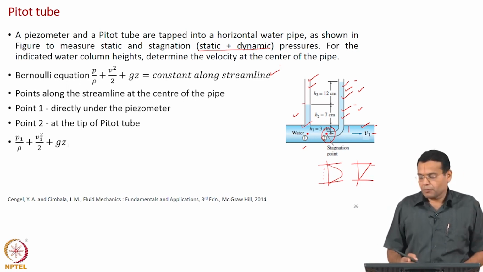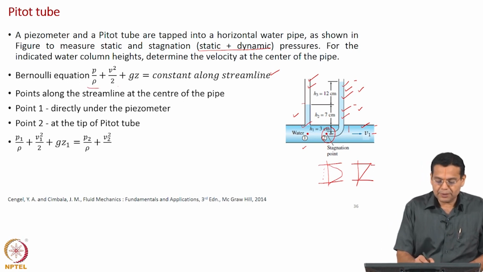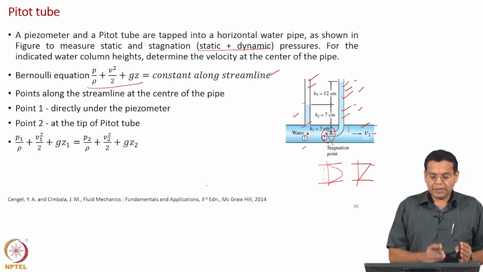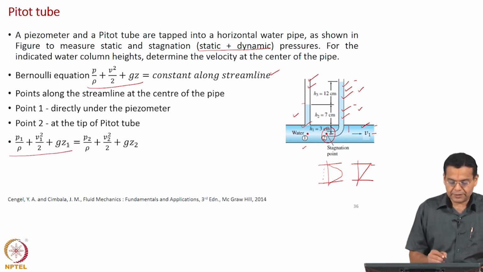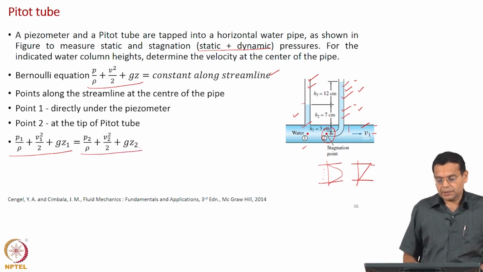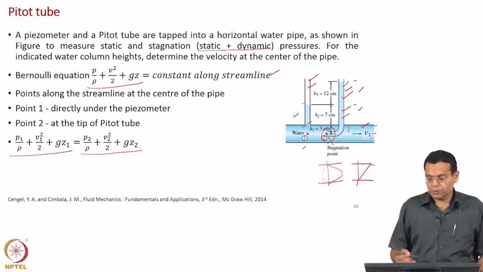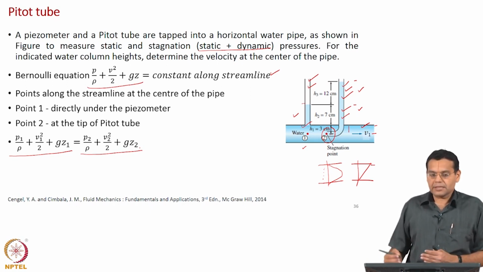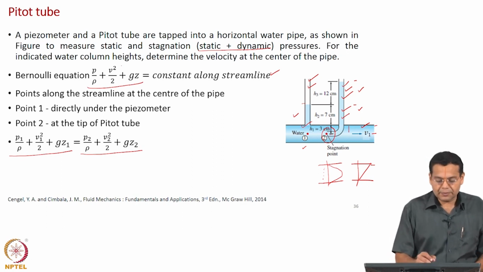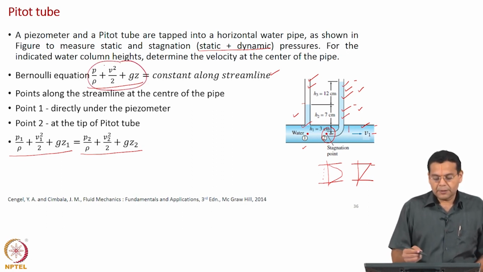Now, because points 1 and 2 are along the streamline, this sum should be the same at point 1 and point 2, and that is what is written here. The same sum of terms with subscript 1 for point 1 and with subscript 2 for point 2. This should be the same because we are considering points along a streamline, and that is what we have discussed. The sum of these 3 terms should be the same.